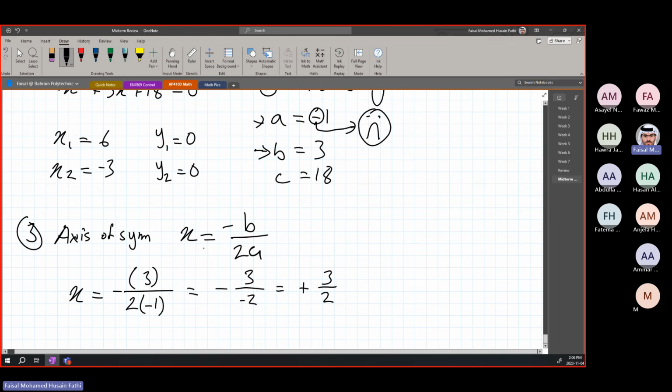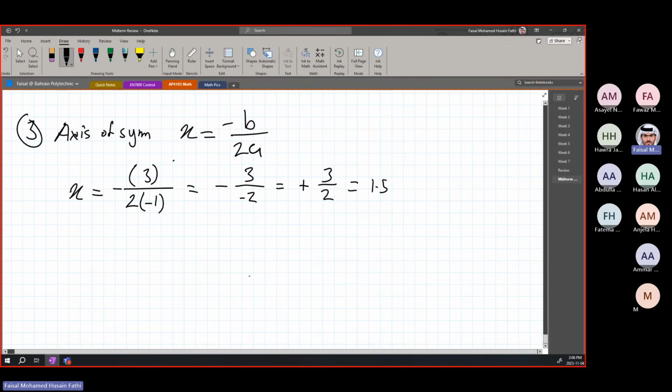If you get too confused about the minuses here, just put it in the calculator with the minuses in this form and it will come out. So 3 over 2 or 1.5. And that is our x. Now we find our turning point.